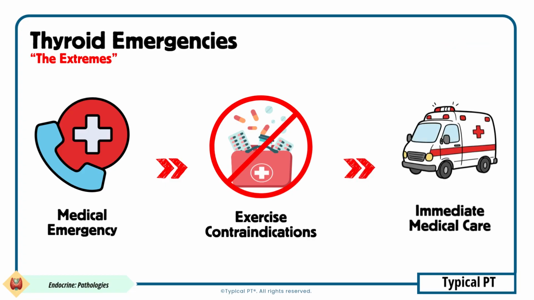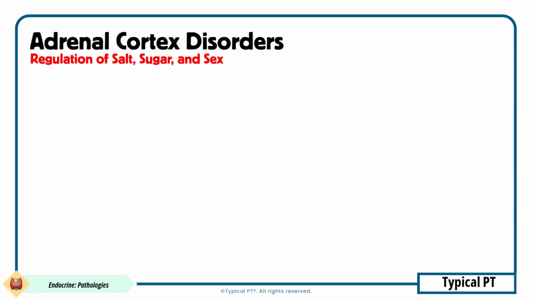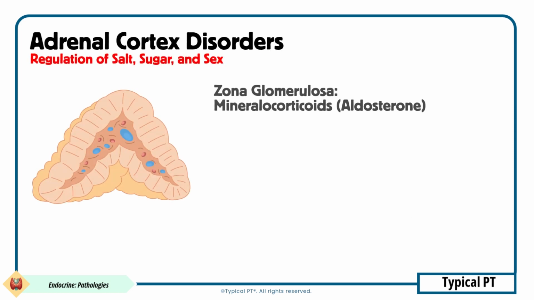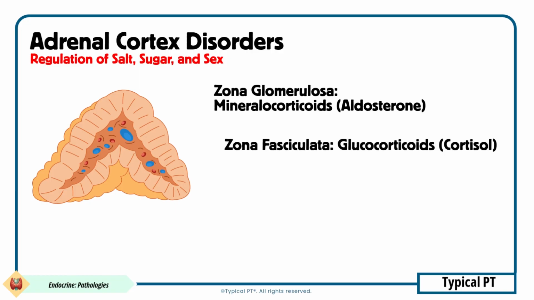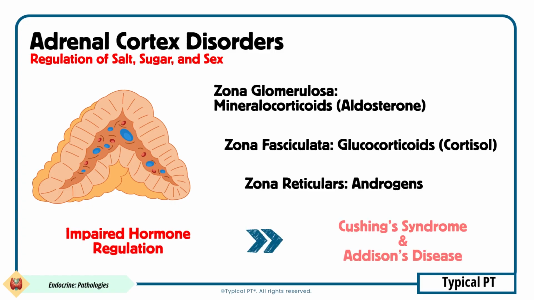emergency medical care. The adrenal cortex controls salt, sugar, and sex hormones through 3 layers. The zona glomerulosa produces aldosterone. The zona fasciculata produces cortisol. The zona reticularis produces androgens. Impaired hormone regulation in the adrenal cortex leads to Cushing's syndrome and Addison's disease.